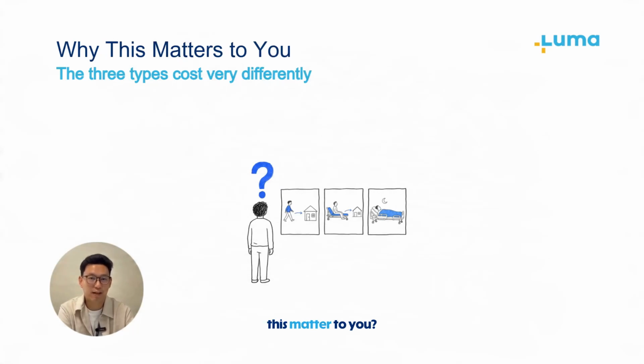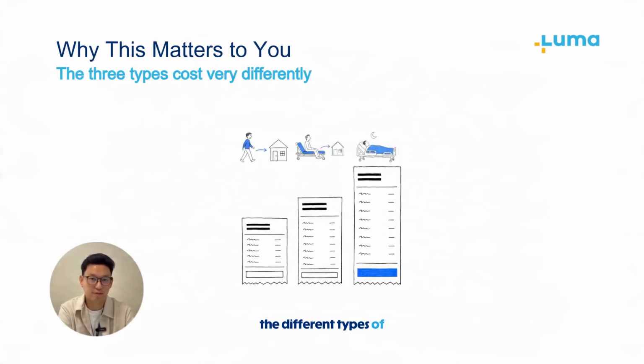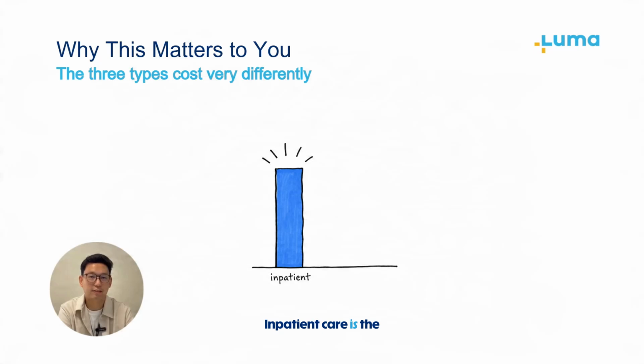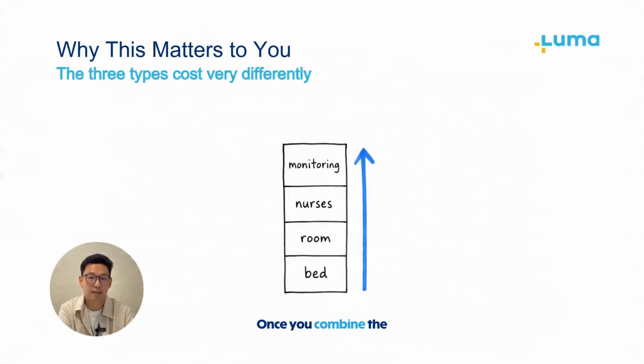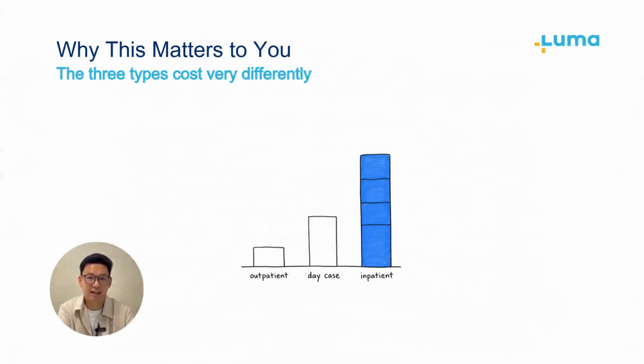So why does all this matter to you? Because the cost of the different types of visits can vary a lot. Inpatient care is the most expensive by far. Once you combine the fee of the bed, the room, the nurses overnight, and the monitoring, the total can climb fast. Outpatient care is the lightest on your wallet, and a day case sits somewhere in between.